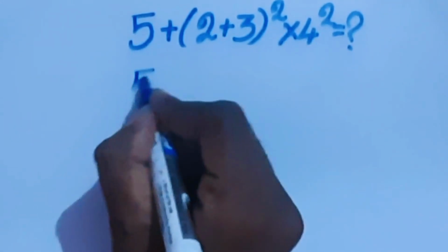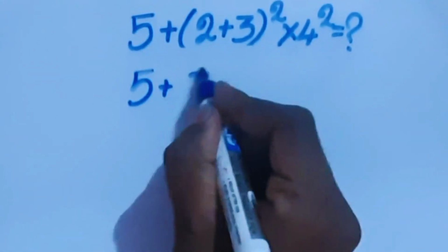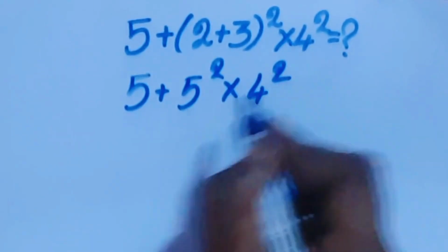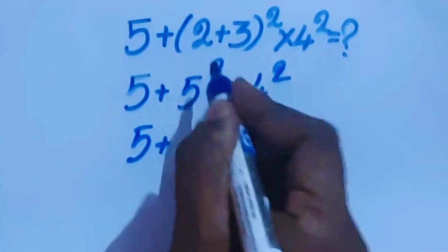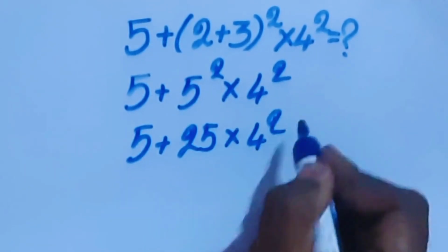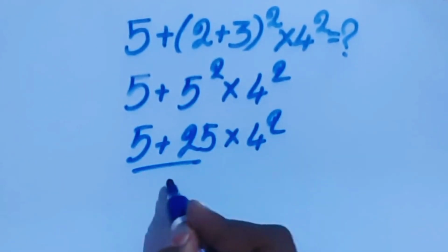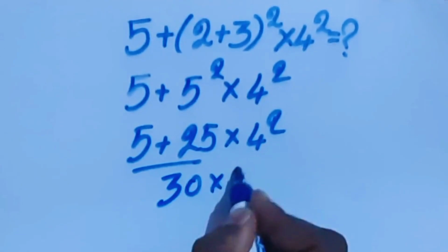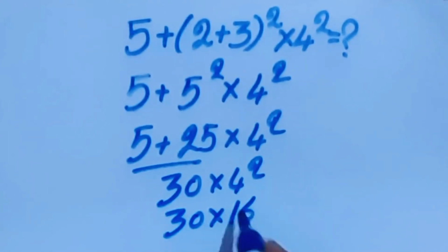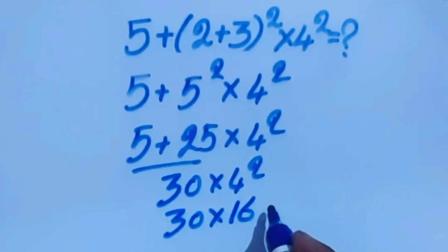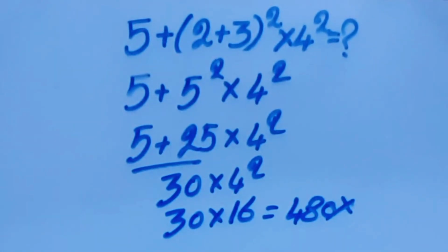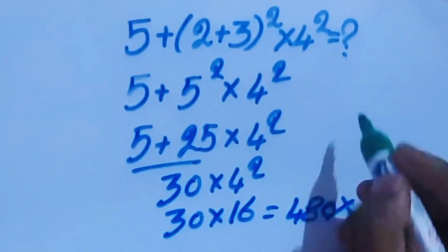Hi guys, here 5 plus 2 plus 3 is 5 square times 4 to the power of 2. Here 5 plus 5 square is 25 times 4 to the power of 2. Here 5 plus 25 is 30 times 4 square. Here 30 times 4 square is 16. Here 30 times 16 is 480, which is the wrong answer. As per the order of operations, this 480 is the wrong answer.